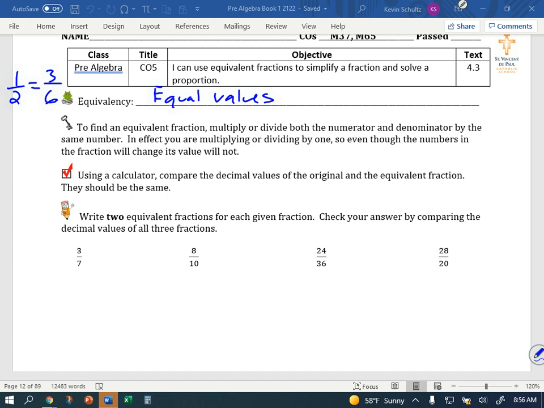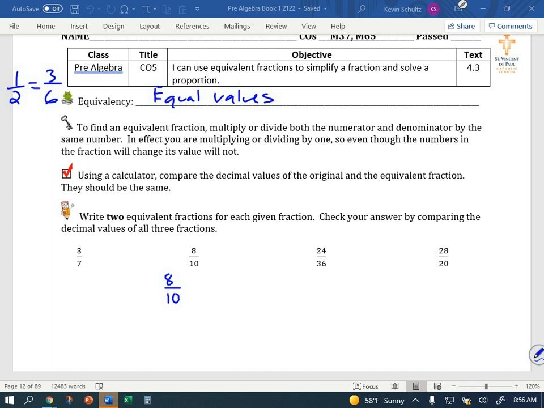So we can jump right into Mr. Happy Pencil, right? It says write two equivalent fractions for each given fraction. Check your answer by comparing the decimal values of all three fractions. Let's start with 8/10 because 3/7 is kind of a funky one here. 8/10 is our given fraction.